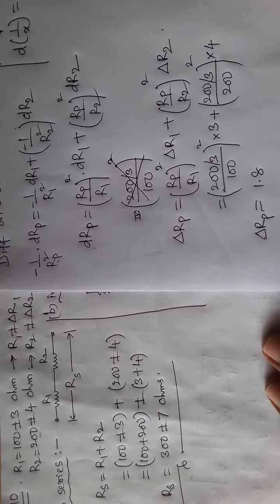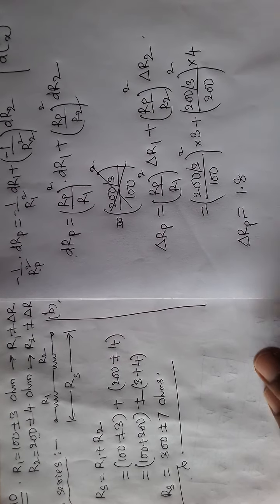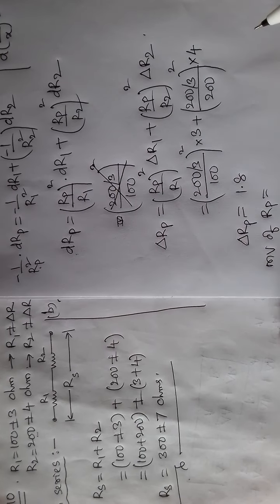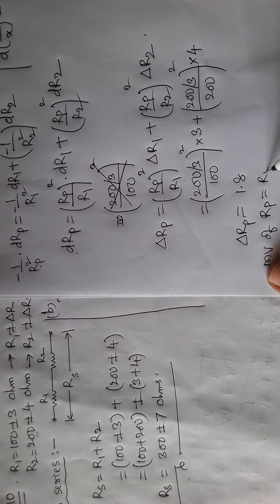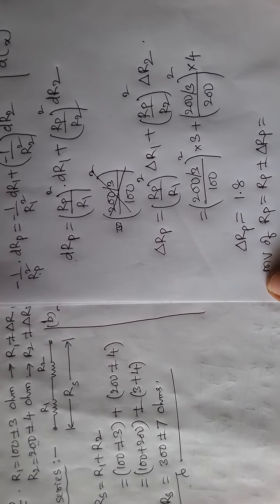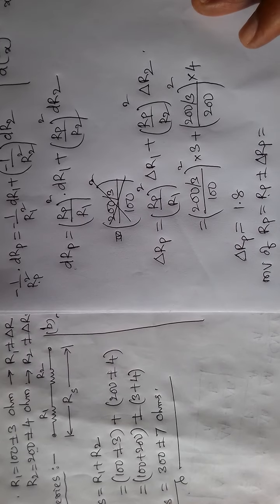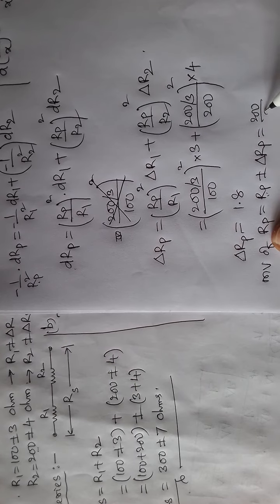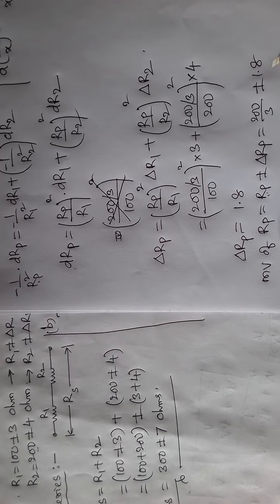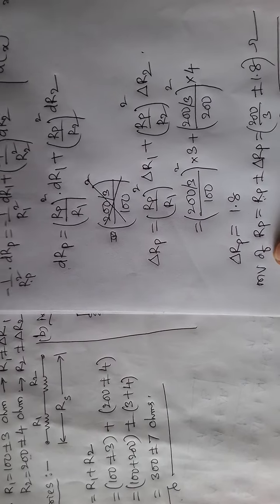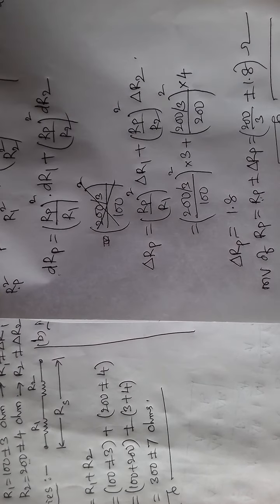We get 1.8. Now the measured value of Rp is expressed as Rp plus or minus delta Rp. This is the mean value, this is the error. So the mean value, how much did we get? 200 by 3 plus or minus delta Rp value 1.8. So this much ohms. This is the answer.